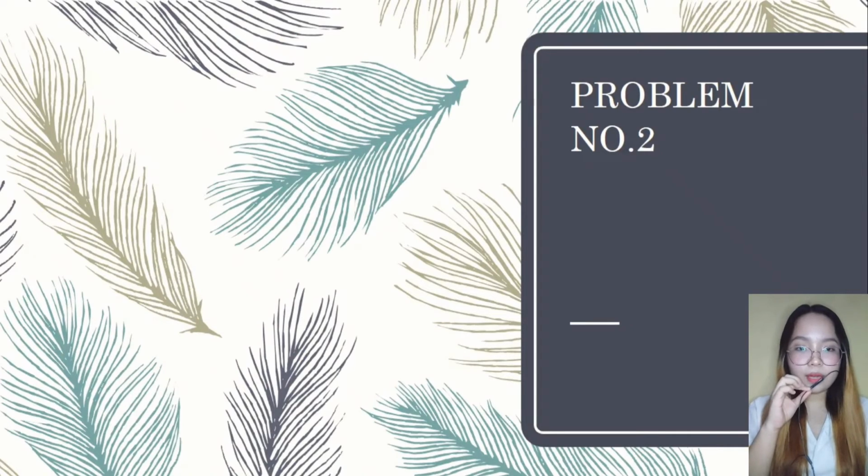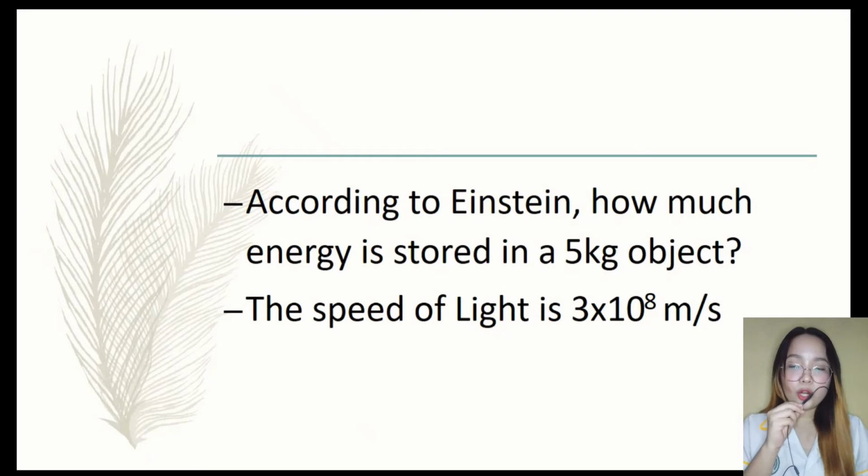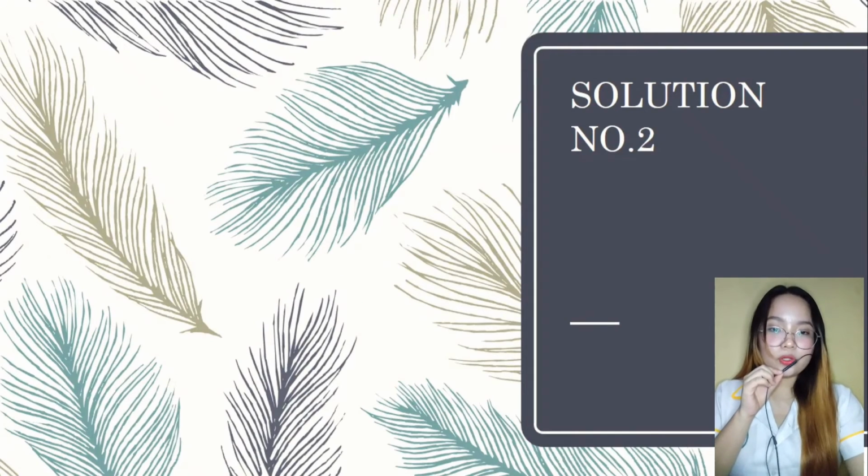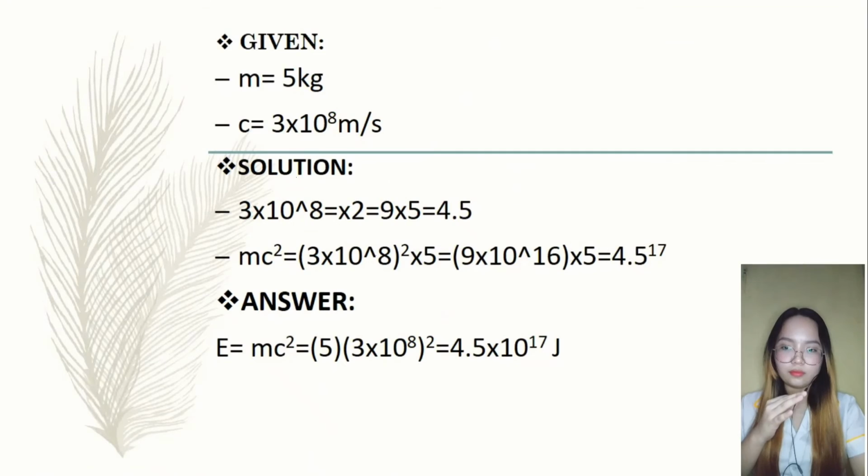Okay, this is problem number 2. According to Einstein, how much energy is stored in a 5 kilogram object? The speed of light is 3 times 10 to the power of 8 meters per second. Here is my solution number 2.